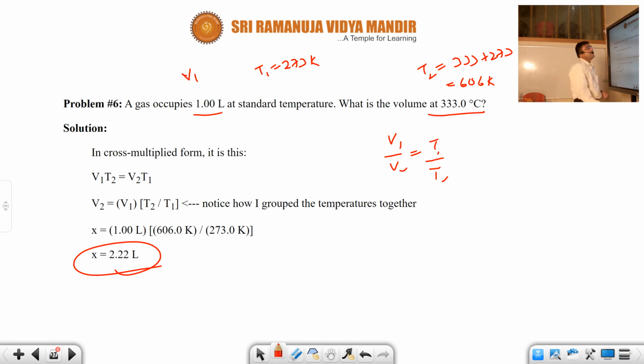So students, try to understand. When temperature increases, volume should increase. Here the initial volume is 1 liter, the final volume is 2.22 liters. So you can just check: when you increase the temperature, is the volume increasing or not? You have to anticipate a higher volume, more than the initial volume.